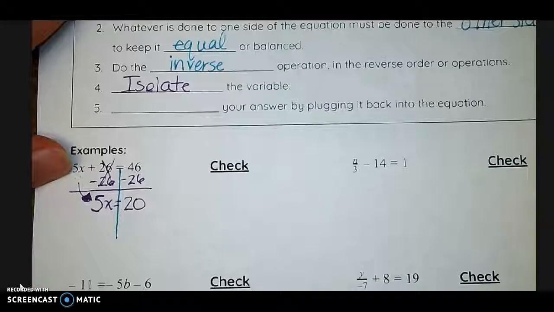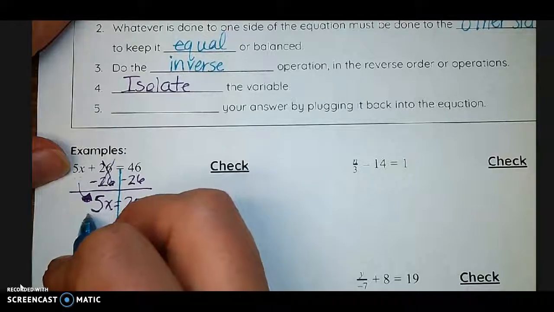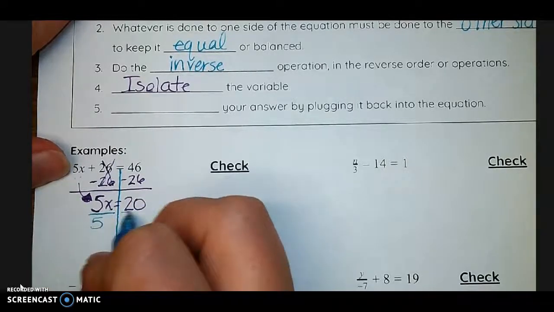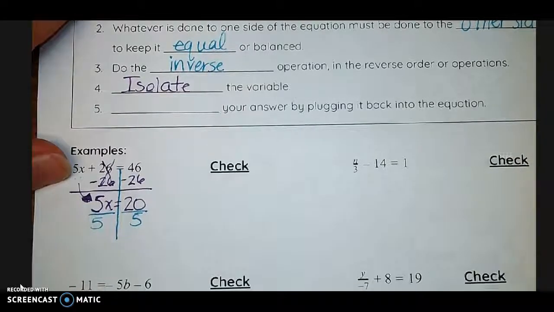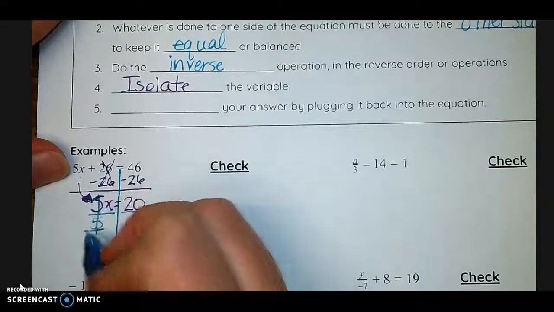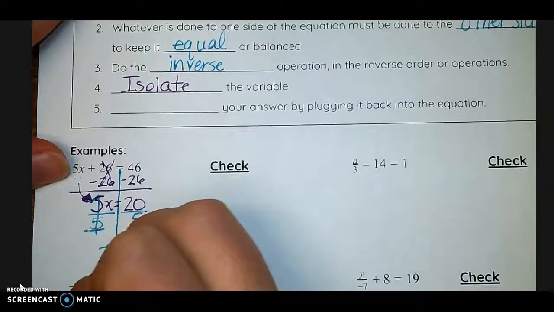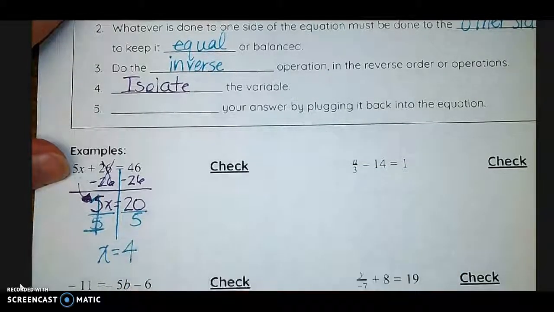And my last step to solving this equation, reverse order of operations, I'm multiplying. The inverse of multiplication is division, and you want to get used to seeing your division as a fraction. That's how you're going to see it. You're not going to see a little division sign anymore. So as a fraction, 5 divided by 5 is 1. So this equals 1x. We usually just write it as x. And then 20 divided by 5 is 4.